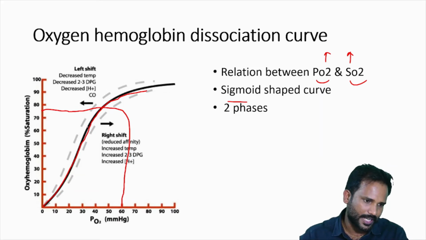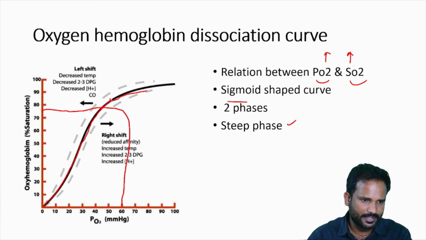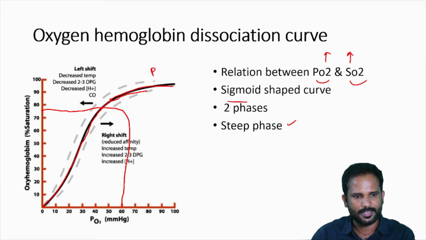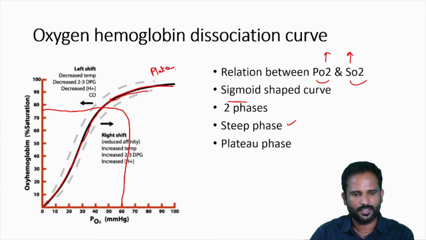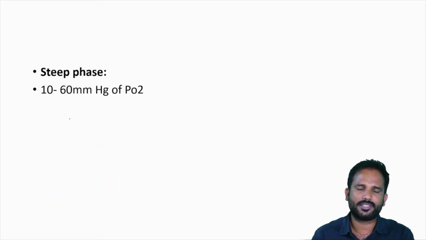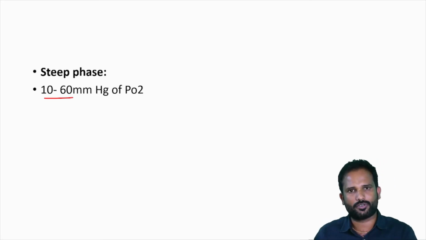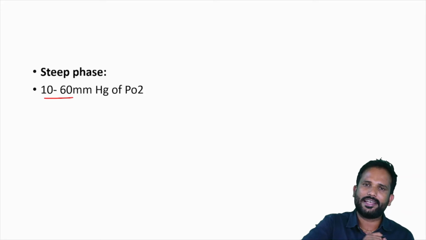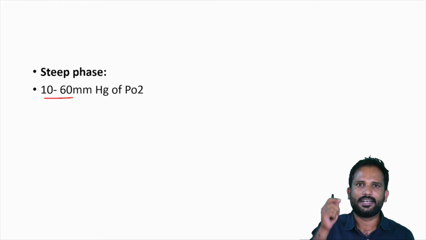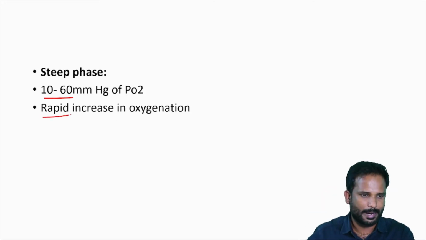the saturation is almost linear. We call that the steep phase, and after that we have a stage called the plateau. So we have two phases, plateau phase and steep phase. Coming to the steep phase, it starts from 10 mmHg of partial pressure of oxygen to 60 mmHg. When we are increasing the partial pressure of oxygen from 10 to 60, initially there will be a rise of saturation of oxygen linearly and rapidly, and we are calling that the steep phase. So rapid increase in oxygenation.